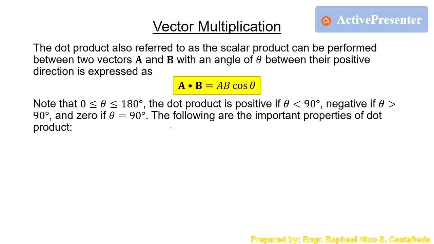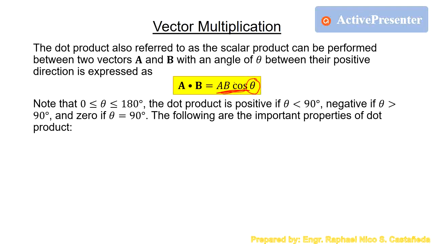The dot product is positive if theta is less than 90, because the cosine of an angle between 0 and 90 is positive. It is negative if theta is greater than 90, because the cosine of an angle between 90 and 180 is negative. And it is 0 if angle theta is 90 degrees, because the cosine of 90 is 0. So this function will also be equal to 0.